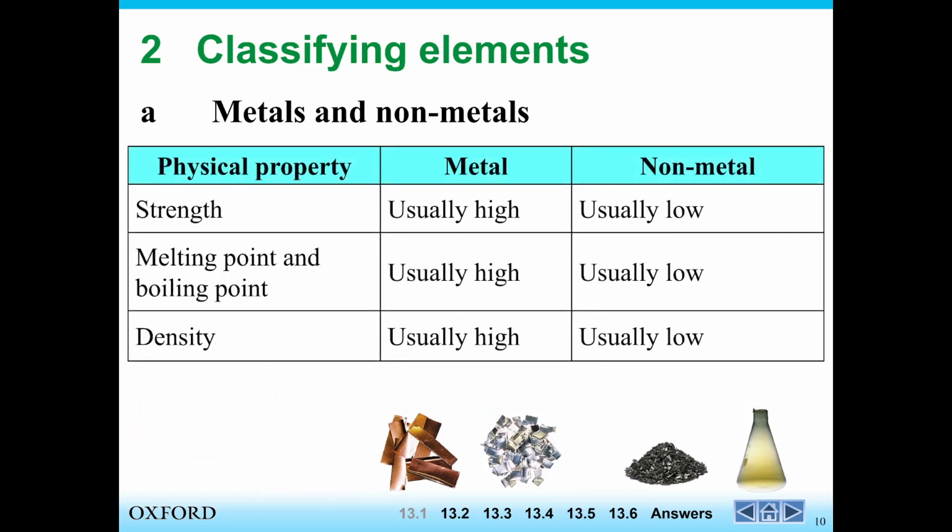Okay. On the next slide over here, metals have high strength. Of course, they also have high melting and boiling points and also high density. Whereas non-metals don't have much strength. They don't really have high melting or boiling points. They're usually low, and they have a low density. Okay, so density is basically how heavy something is.